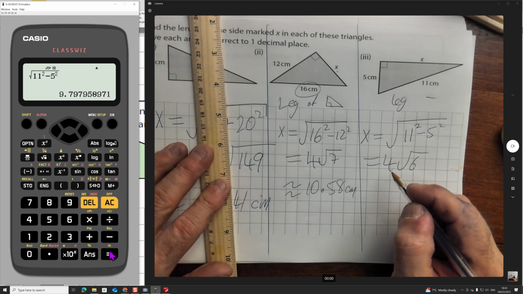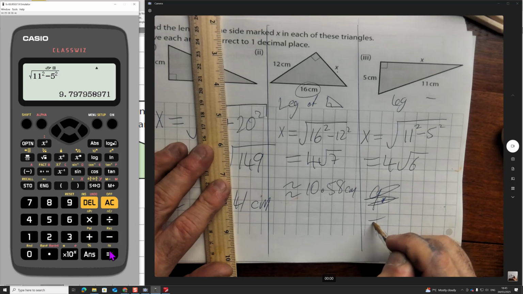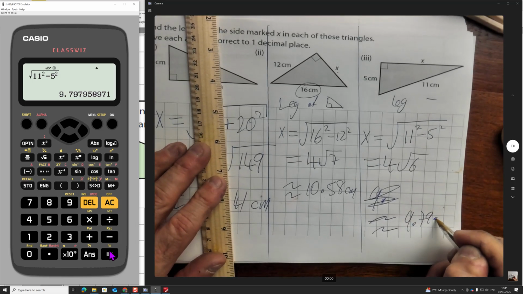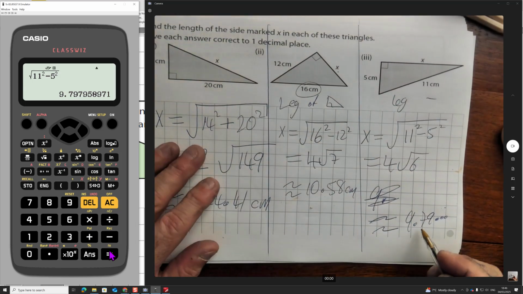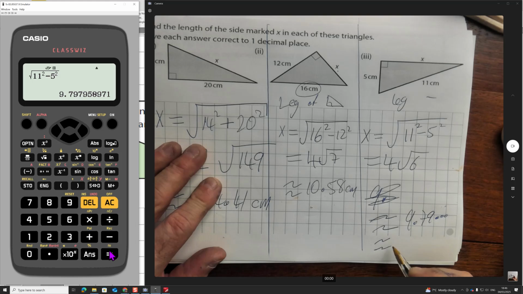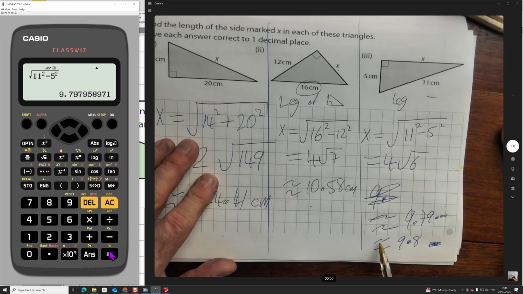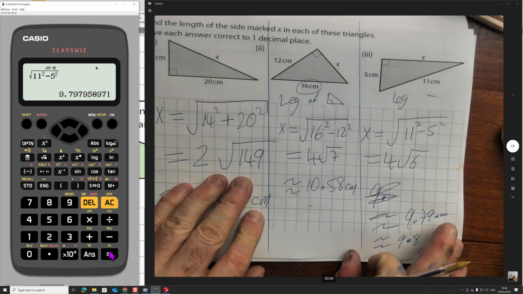So I'm going to truncate because I don't want to round, because rounding takes time. So X is approximately equal to 9.79. I'm truncating. They did say 1 decimal place here, so I will continue on and say that's approximately equal to 9.8. Because I've used the approximation and the 1 decimal place, that'll do fine. And I'm saying that it's in centimeters. It's checking across centimeters, centimeters, centimeters.